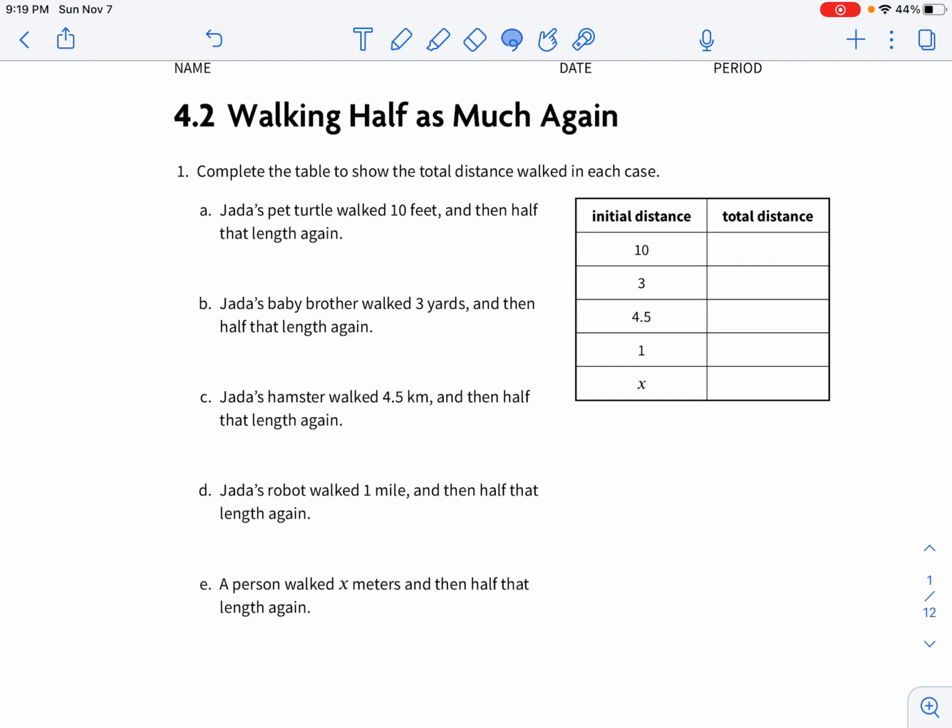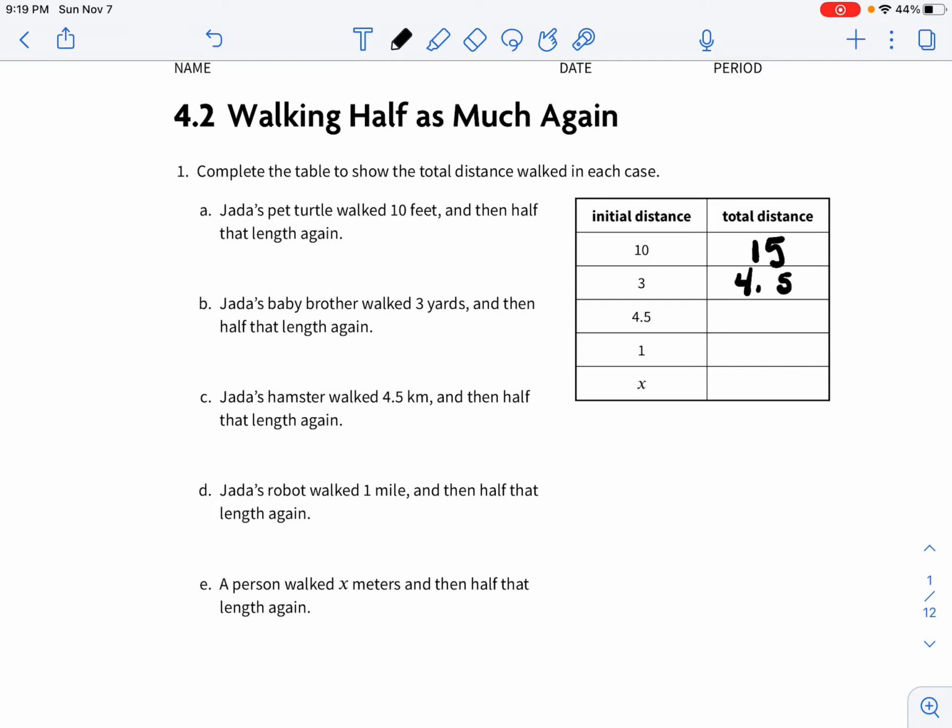It says complete the table to show the total distance walked in each case. So Jada's pet turtle walked 10 feet and then half that length again. So walk 10 feet, then half of 10, which would be 5. So the total distance would be 15 there. Okay, Jada's baby brother walked 3 yards and then half that length again. So 3 and then half would be 1.5. So altogether that'd be 4.5.